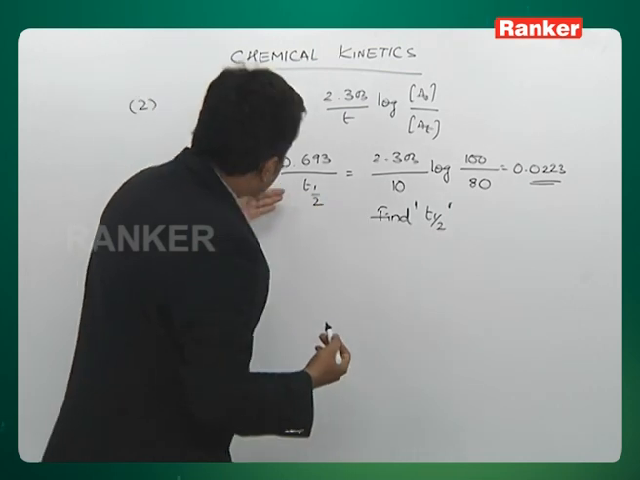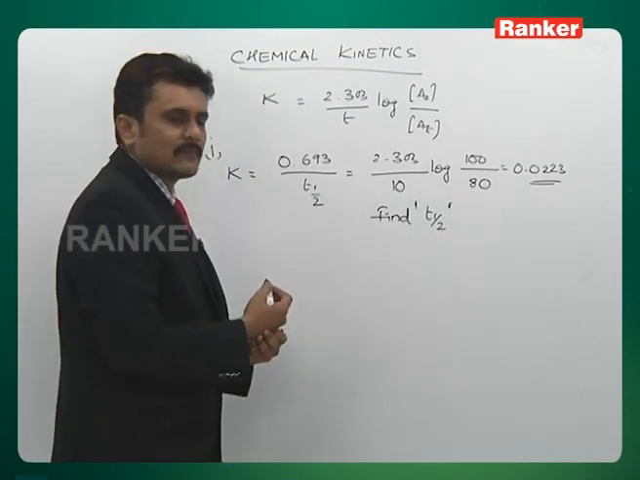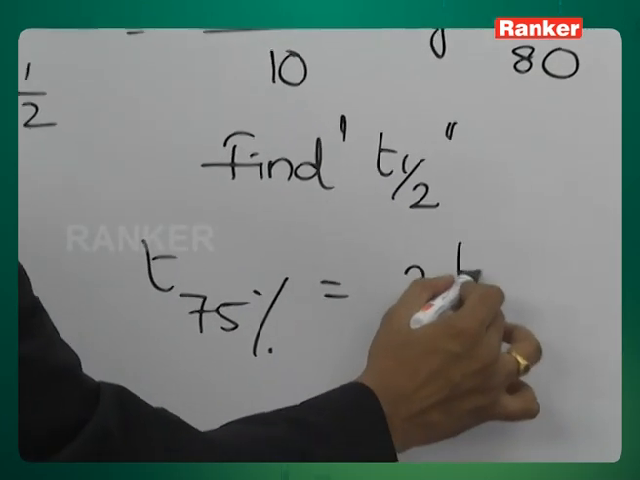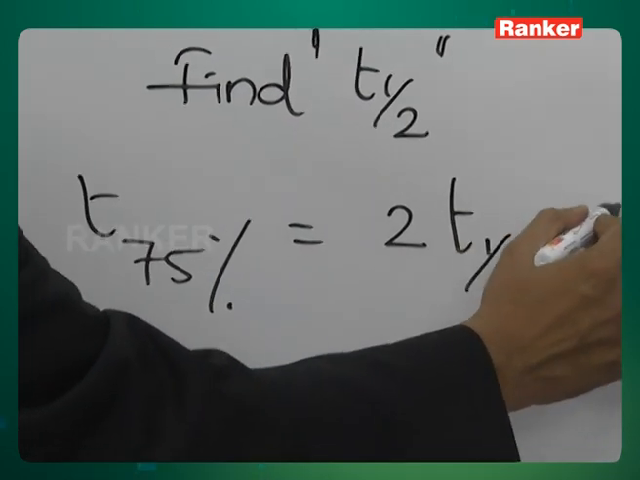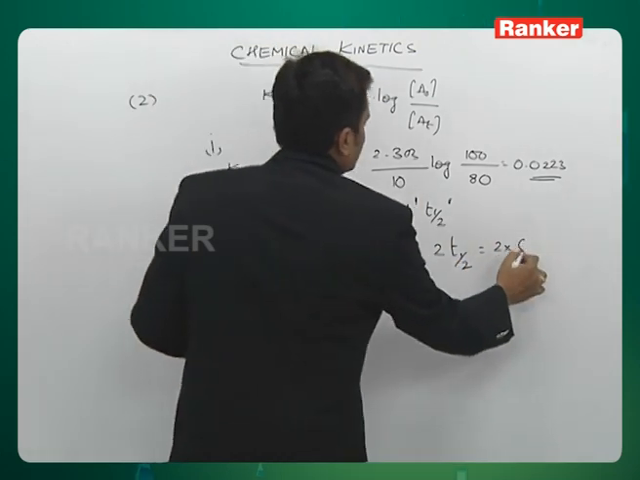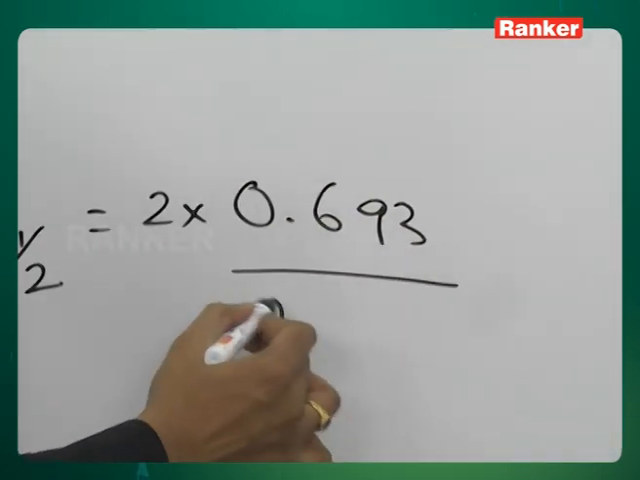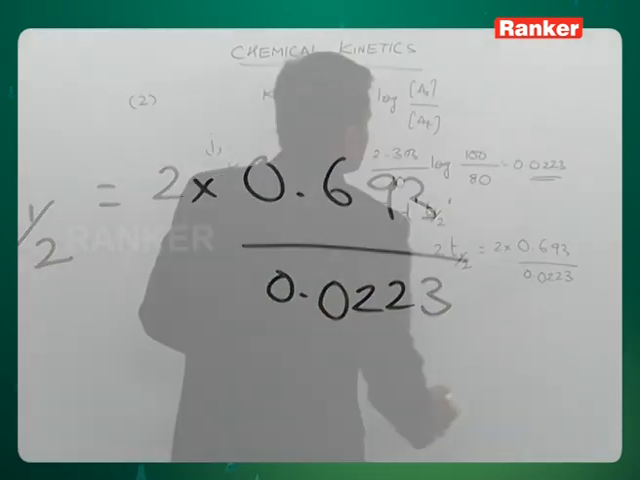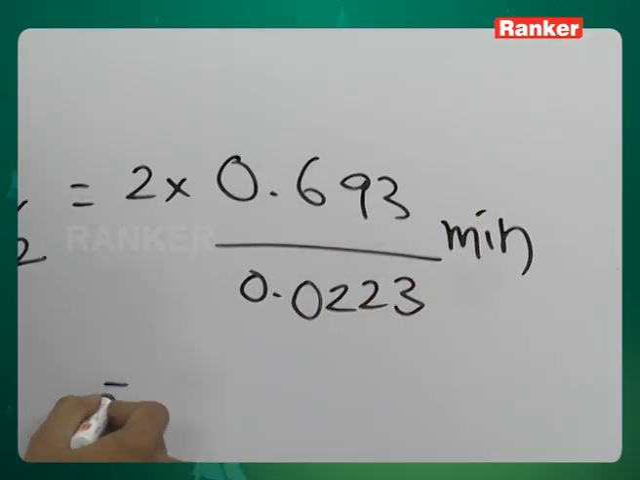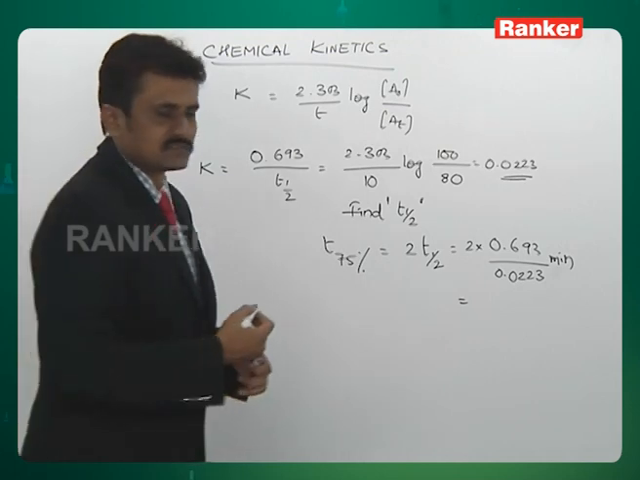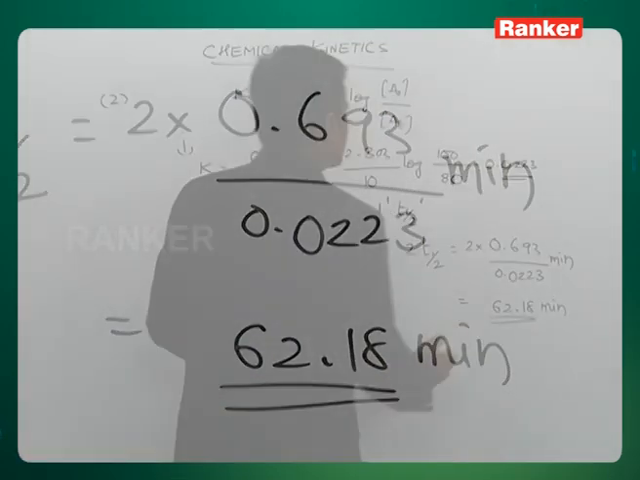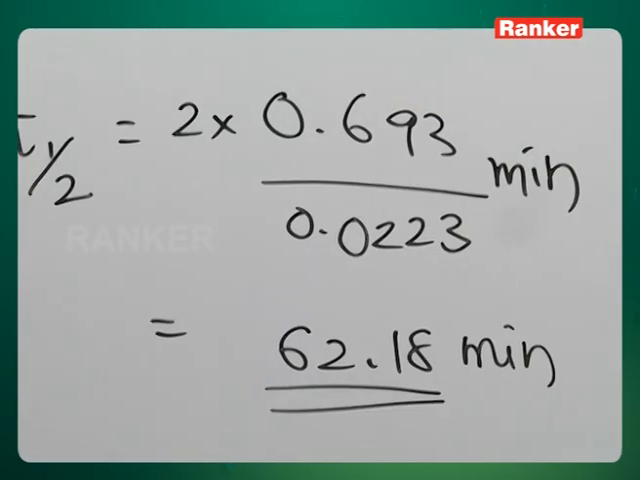Then after finding out K or T half from this relationship, we know that for a first order reaction, the time required for 75% completion is 2 times T half. So when I substitute my T half value using this expression, you have got T half as 0.693 divided by 0.0223. This many minutes is the time required for the completion of 75% of the reaction, which is 62.18 minutes. So you got both the answers. So the answer for this question is B.